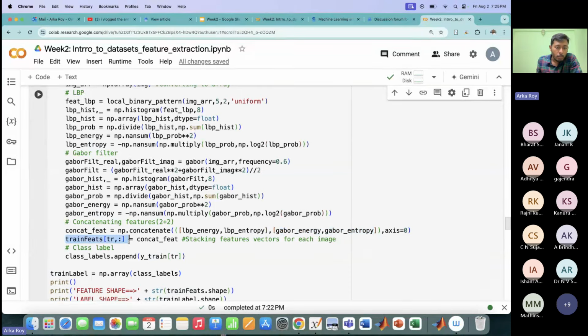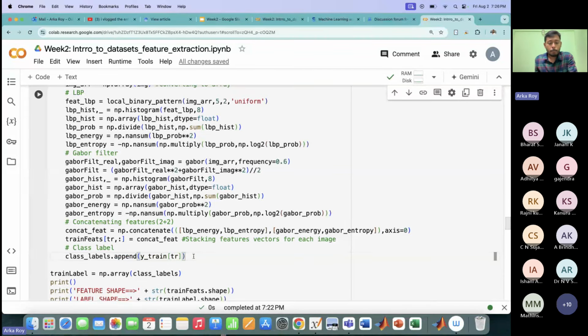And then I am putting all these concatenated features in each of the rows of the train features, which I had declared with all 0 values initially. And also I am storing the class labels, appending them one after another. So for the first image, if it belongs to class 0, the class label would be 0. Then if the next image belongs to class 2, the label would be 2, appended below 0. So it would be 0, below that 2, below that 3 if the next one belongs to class 3, like that.